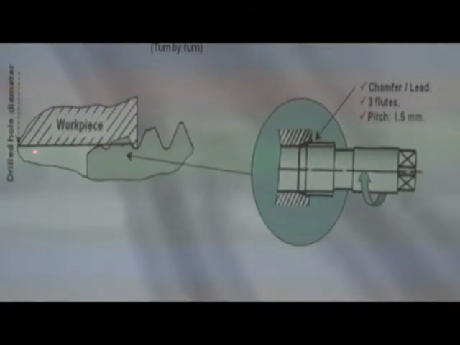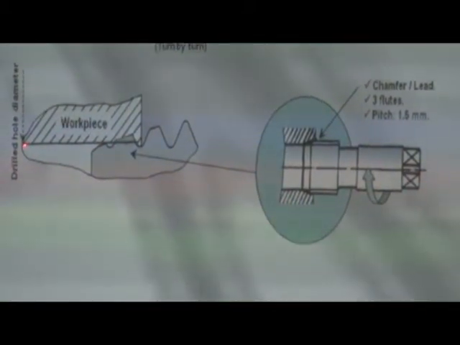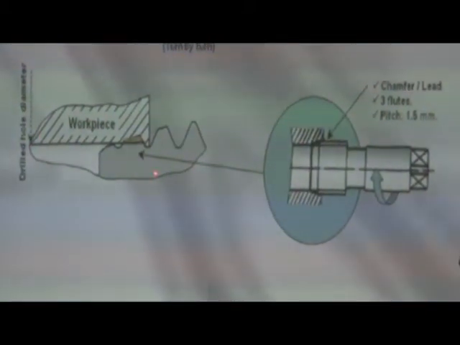Now the tap is rotating and infeeding. What happened? This is a workpiece, this is a drill hole. The first chamfer tooth is removing this part of material.